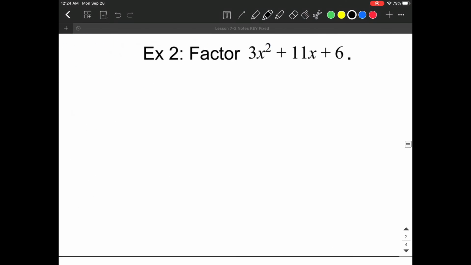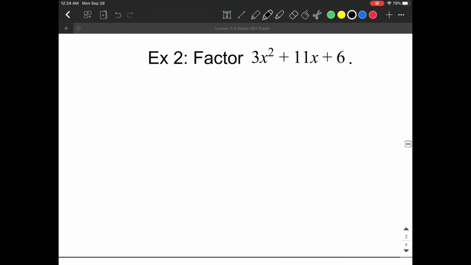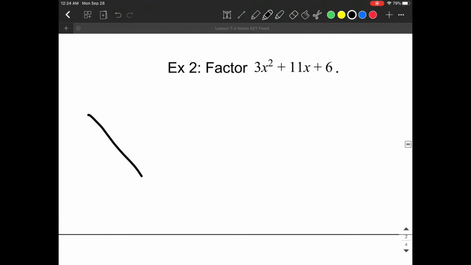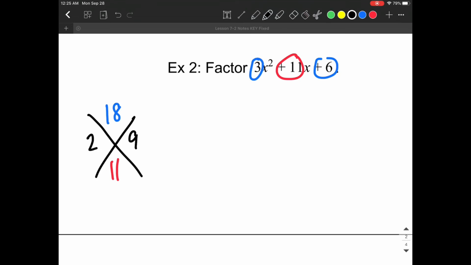All right, and then trying example 2, I want to factor this thing. So first thing I'm going to do, I'm going to use my diamond to find two numbers that multiply to 3 and 6, which is 18, or 3 times 6, which is 18. And they have to add up to 11. And those two numbers are 2 and 9.